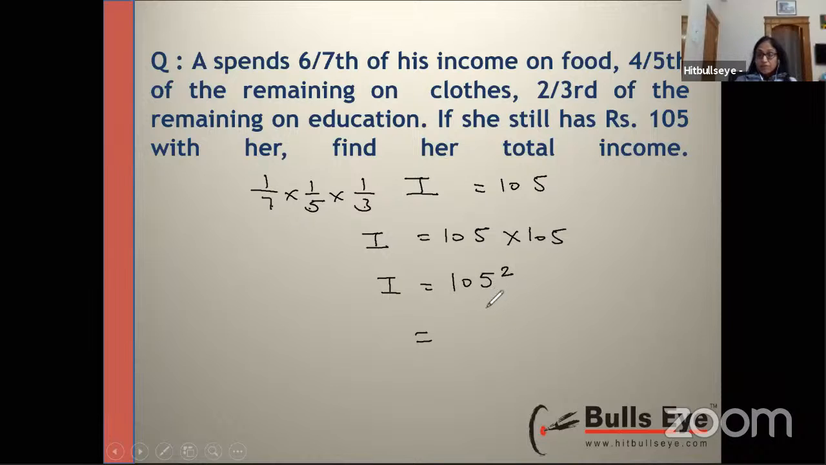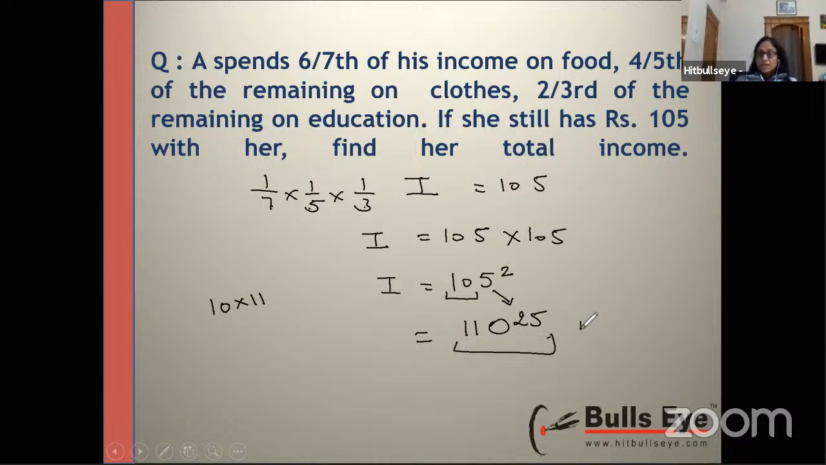A number ending in 5 can be very easily squared by the shortcut that this 5 will be written as 25, and the leftover number, which is 10, will be multiplied by the next number that comes in counting after that. So 10 is the leftover number. What comes after 10 in counting is 11. They get multiplied to give me 110, which will be written on the left. This becomes the answer. So the answer is 11025 rupees.